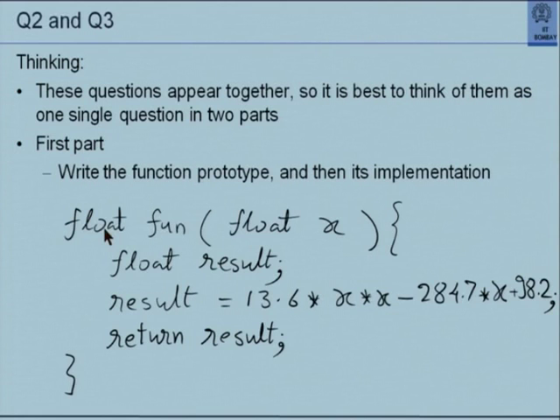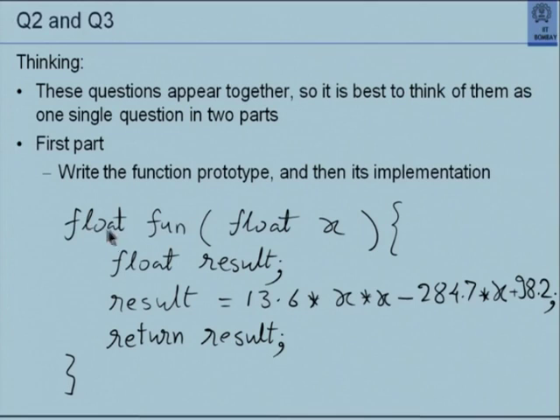Please note the difference. This only defines that the value returned by the function will be of type float. What you are returning is not known. That will depend upon what you have written in the function. What you are writing here, float, is declaring a variable called result. You can declare 20 variables if you want. Every time you declare a variable, you have to define its type. It is not necessary that you return result. You may return anything else, abracadabra.